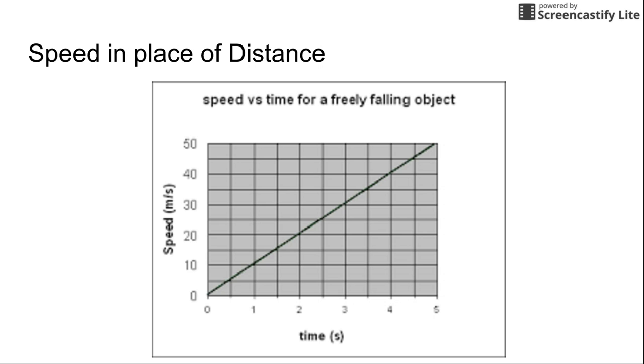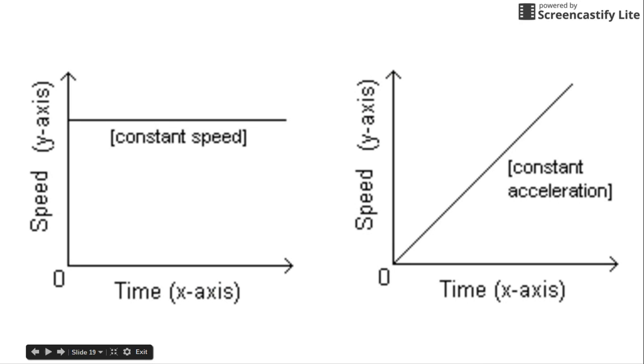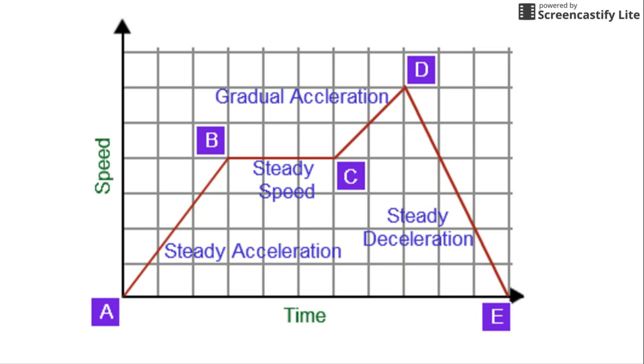So we've seen this distance versus time graph. And now we're going to talk about speed instead of distance. So this is speed versus time. In a speed versus time graph, if you have a horizontal line, instead of being stationary, this is actually just a constant speed. And if you have a constant slope, or what looks like a constant speed on a distance graph, you have constant acceleration. Unlike the distance versus time graph, we have steady acceleration, steady speed, gradual acceleration, and then steady deceleration.